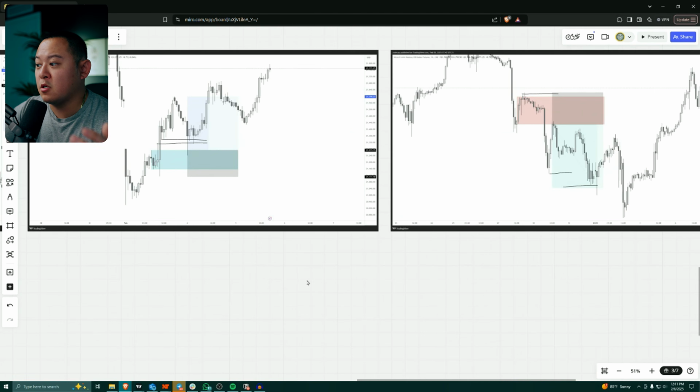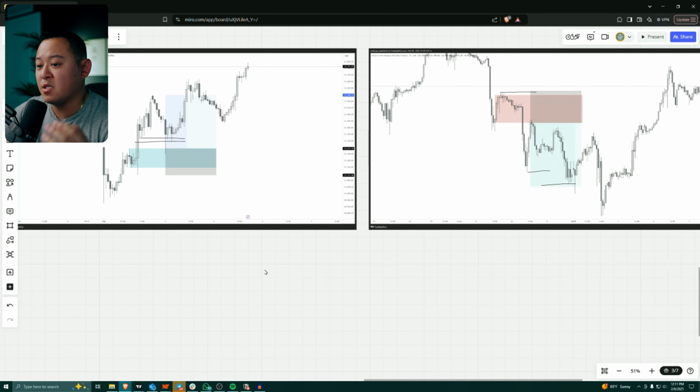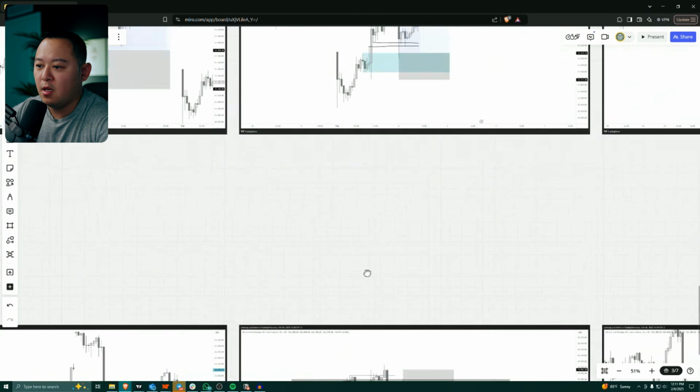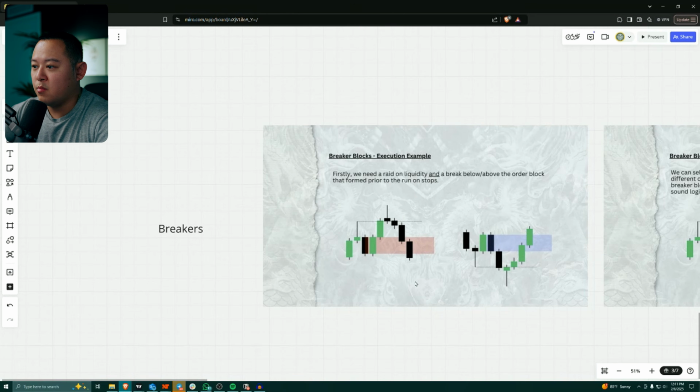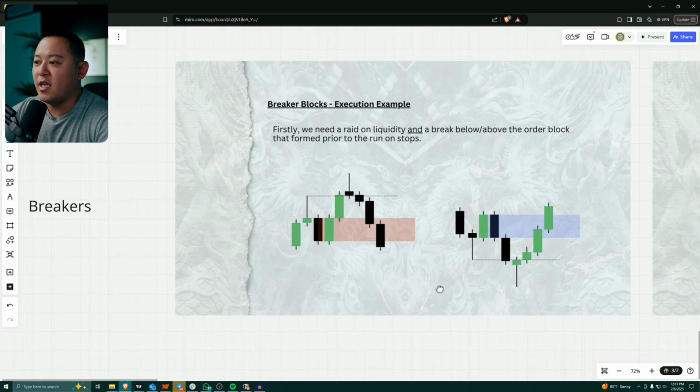Now, order blocks are great. I use them a decent amount, not as much as fair value gaps. But what if I told you there's something that combines both liquidity and order blocks to create an extremely high probability setup? And that is breaker blocks. So what is a breaker block?